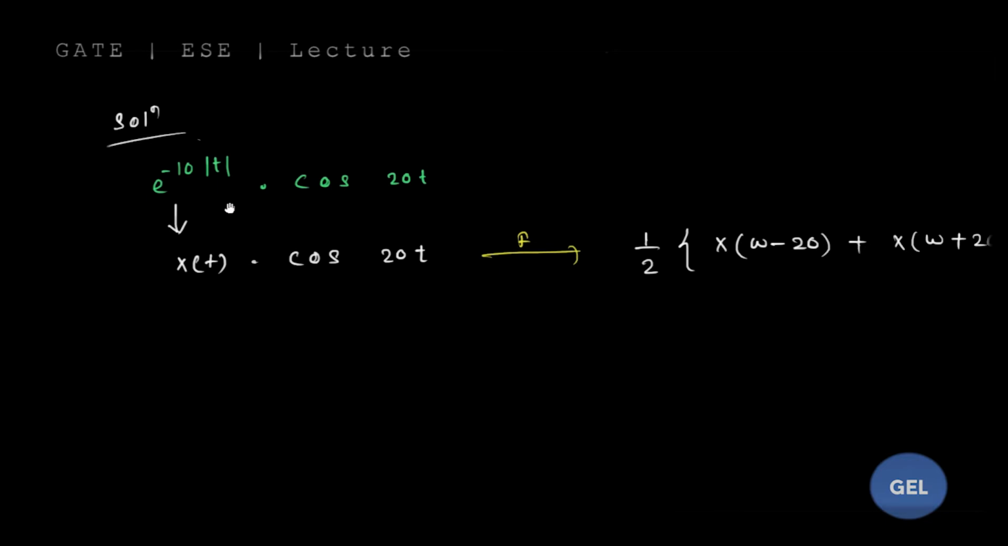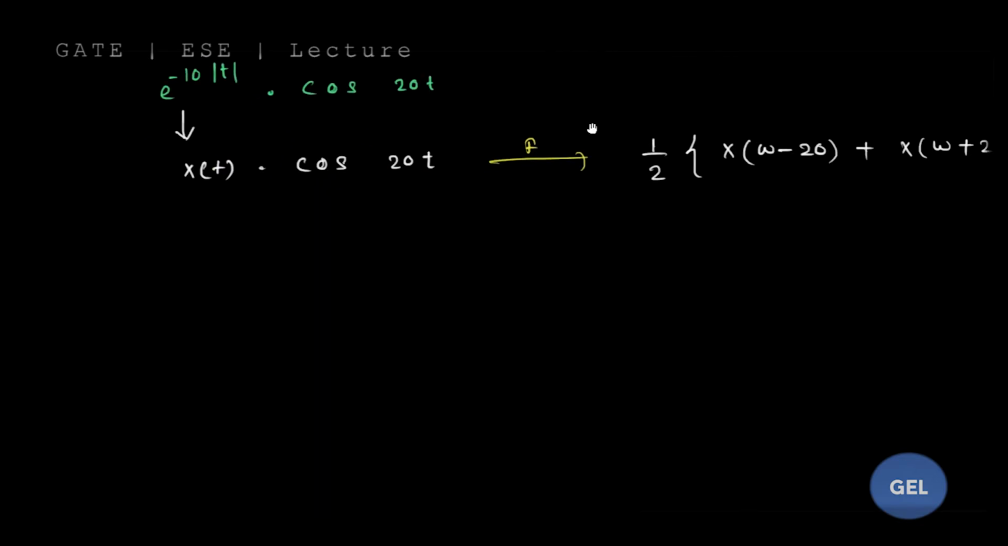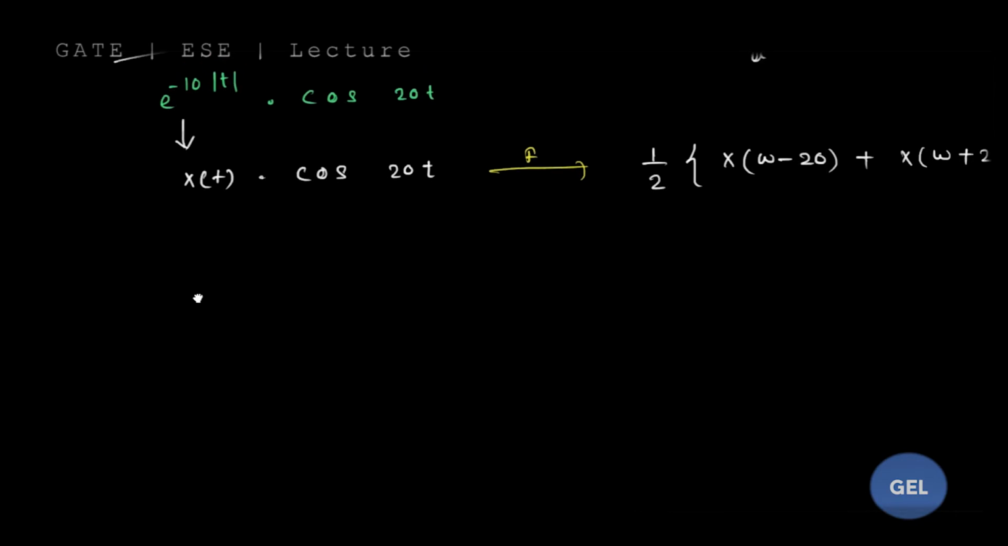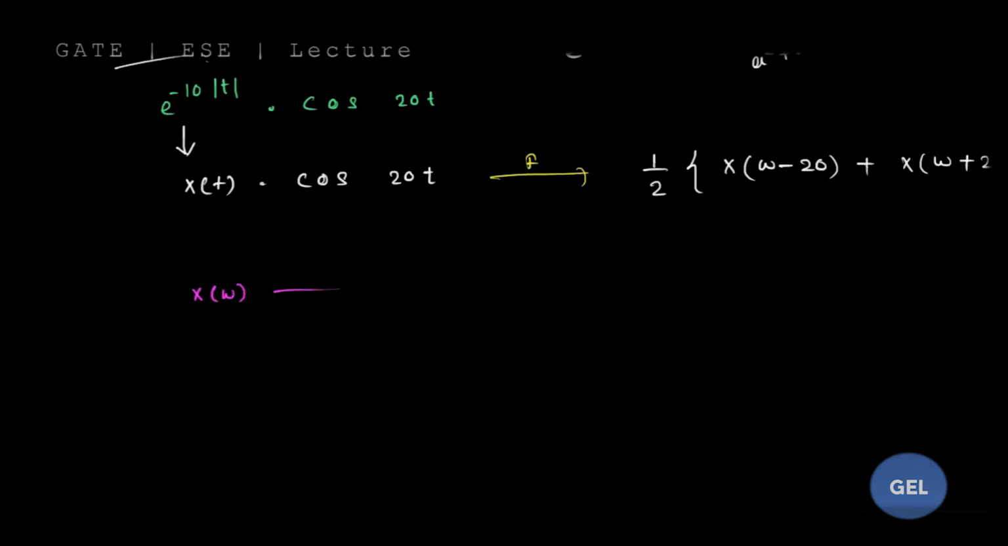The Fourier transform of a double-sided signal will be nothing but how much? If it is e to the power minus a mod t, then the Fourier transform will be 2a divided by a square plus omega square. Something like this came. So that means here what will be the value? X of omega will be nothing but 2a divided by a square plus omega square.